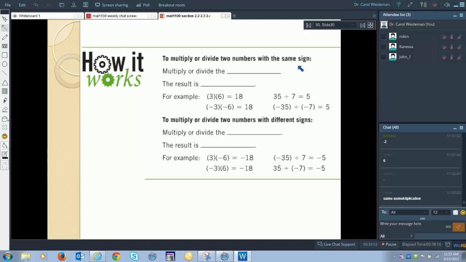So to multiply or divide two numbers with the same sign, we multiply or divide the sizes, and the result is positive. And here are 4 examples for you. To multiply or divide two numbers with different signs, we multiply or divide the sizes, and the result here is negative. And again, 4 examples to show you that.